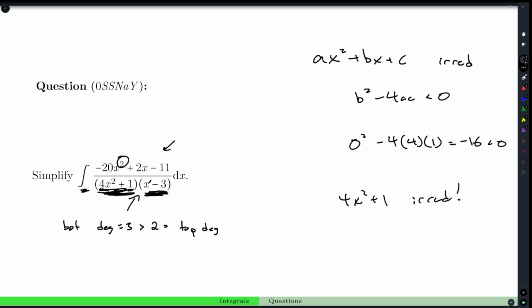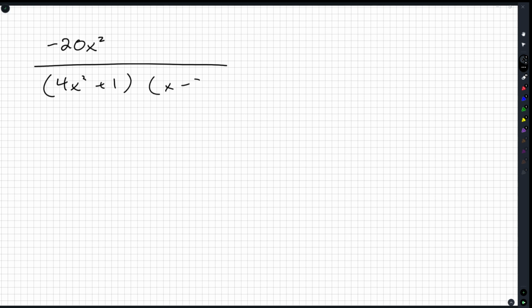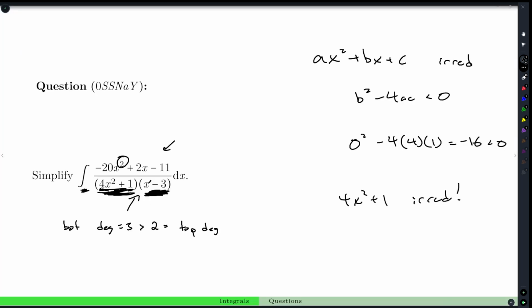So we do have an irreducible quadratic and a linear term. We only have one of each, so the setup for the partial fraction decomposition is going to be fairly straightforward. Okay, so we get minus 20x squared plus 2x minus 11 on top, over 4x squared plus 1 times x minus 3 down here. I think that's what the top was, but I do not remember off the top of my head.